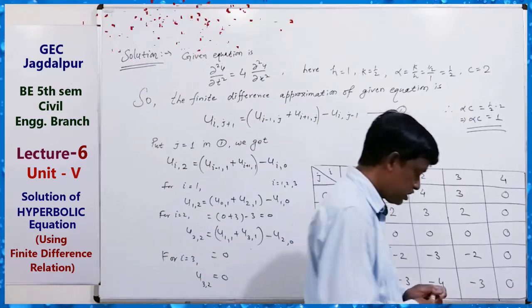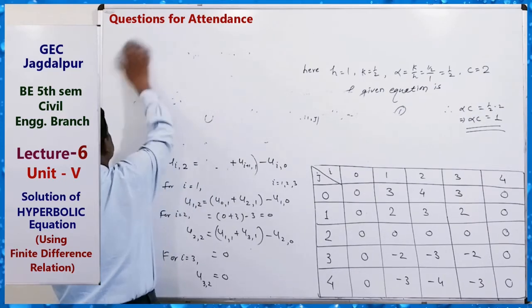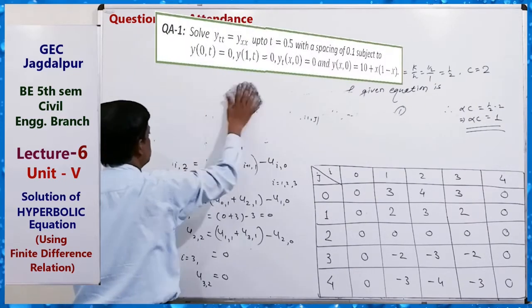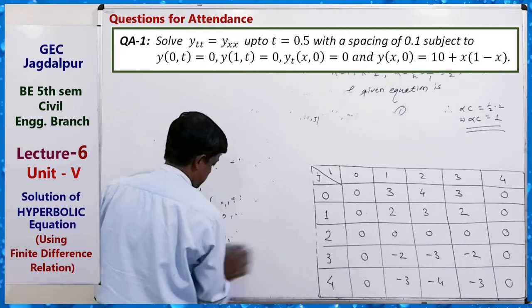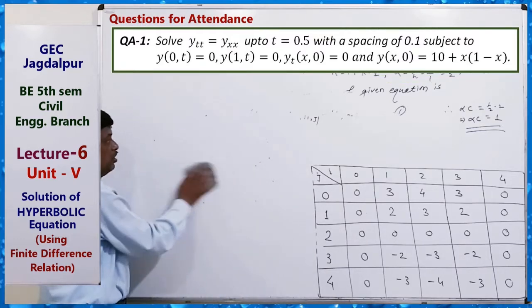Now there are two questions for you, for your attendance. Okay, so do these two questions seriously by using the implicit and explicit formula.